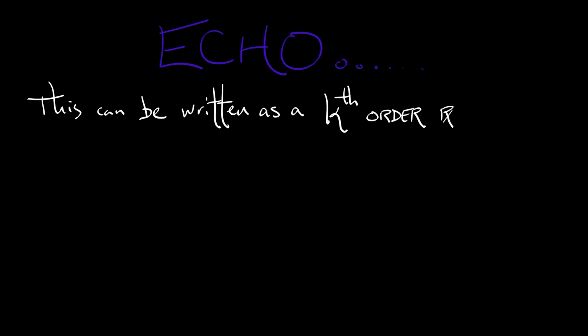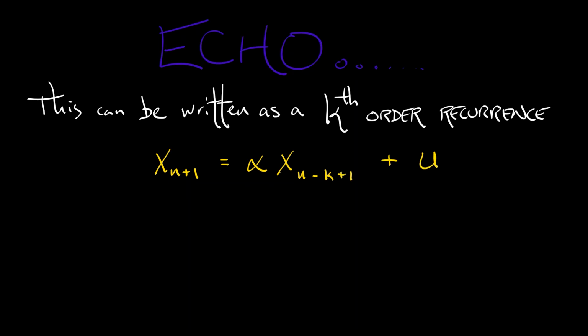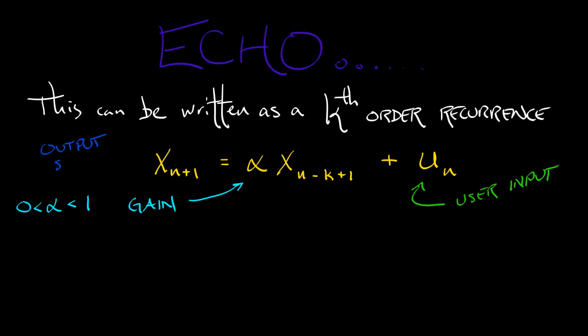This can be written as a kth order recurrence relation on a digital signal. Something of the form x_{n+1} equals alpha times x_{n-k+1} plus u_n. Now, what is this alpha? This alpha is a gain. It is a constant somewhere between 0 and 1. You don't want to make that guy too big. The u_n term, of course, is the user input. It's the signal that you feed into an echoplex. And the x is the output signal. It's the thing that you get out from that.